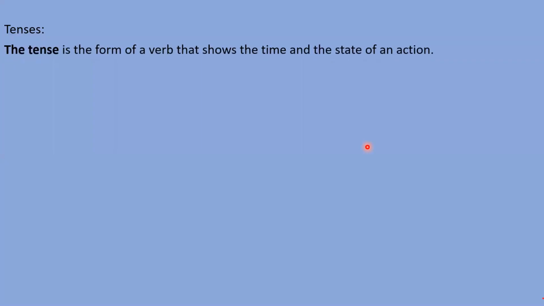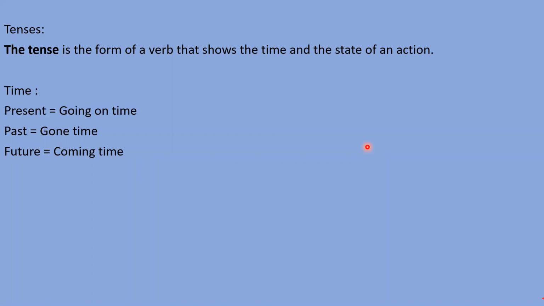So I was telling you that with the help of verbs we understand the tenses, right? Same thing I told you, the tense is a form of a verb that shows the time and the state of action. So now we have to understand what is time and what is state. Time is divided into three parts: present time, past time, and future time. Present time which is going on, past time which has gone, and future which will come, or coming time we can say. We come to know about these times with the help of tenses, right? In detail we will discuss later.